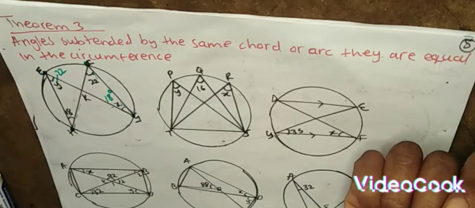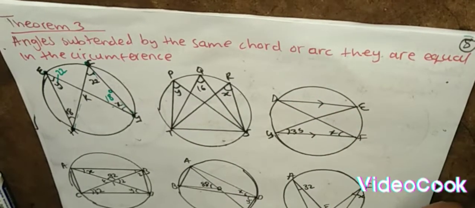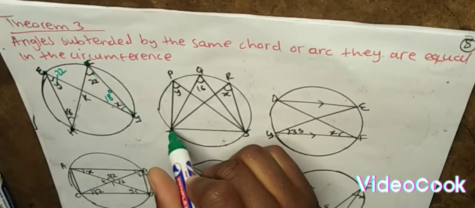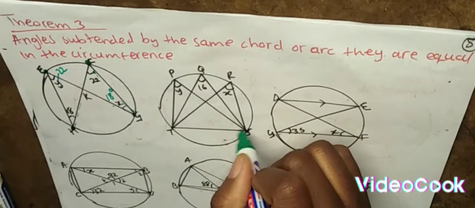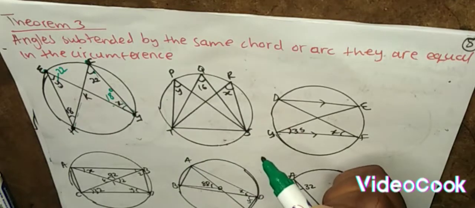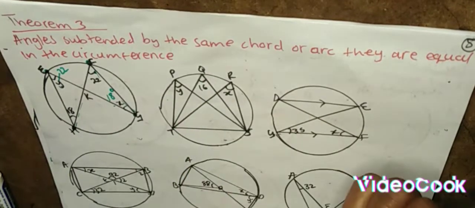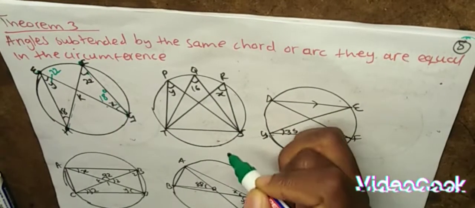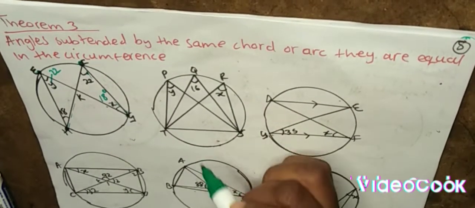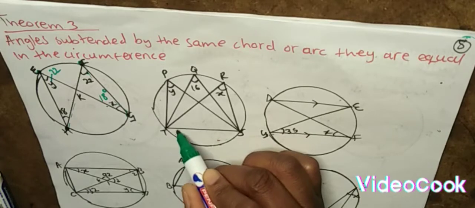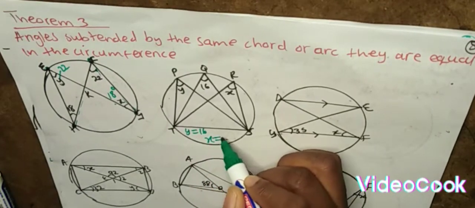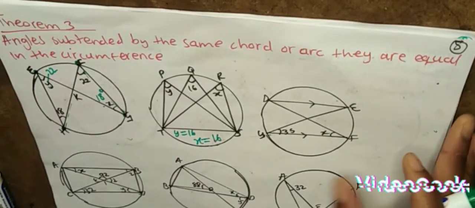What about this one? PQR. So from chord TS, you can see from chord TX, we are forming an angle of y degrees at the circumference, 16 degrees at the circumference, and x degrees at the circumference. So all these angles are going to be equal. Meaning y is equal to 16 and also x is equal to 16.